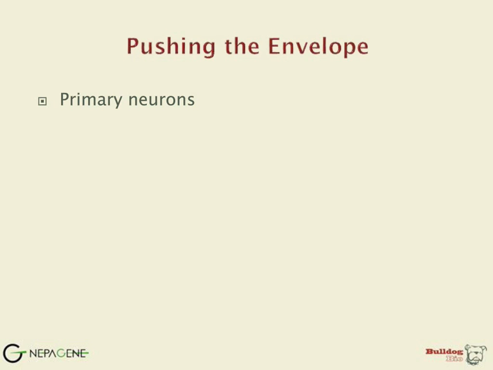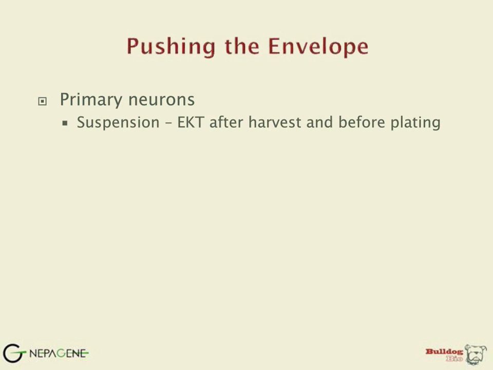The most common procedure is to perform the electrokinetic transfer after harvesting the neurons, but before plating. The cells are suspended in media and pulsed within an electroporation cuvette. They are immediately plated after pulsing. Though the results vary depending on cell type and technique, it is common to see both cell viability and transfection efficiencies above 50%.